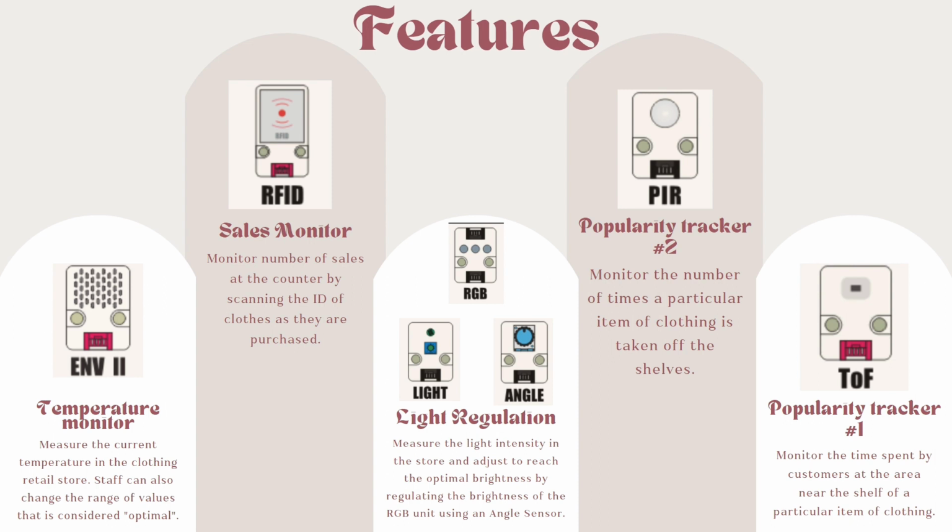Then, we have the first popularity tracker, which uses the TOF sensor to detect if someone is nearby the shelf of the particular clothing item. We can then monitor the time spent by the customers at the area near the shelf of the particular clothing item. Finally, we have the second popularity tracker, which uses the PIR sensor to monitor the number of times a particular item of clothing is taken off the shelf.